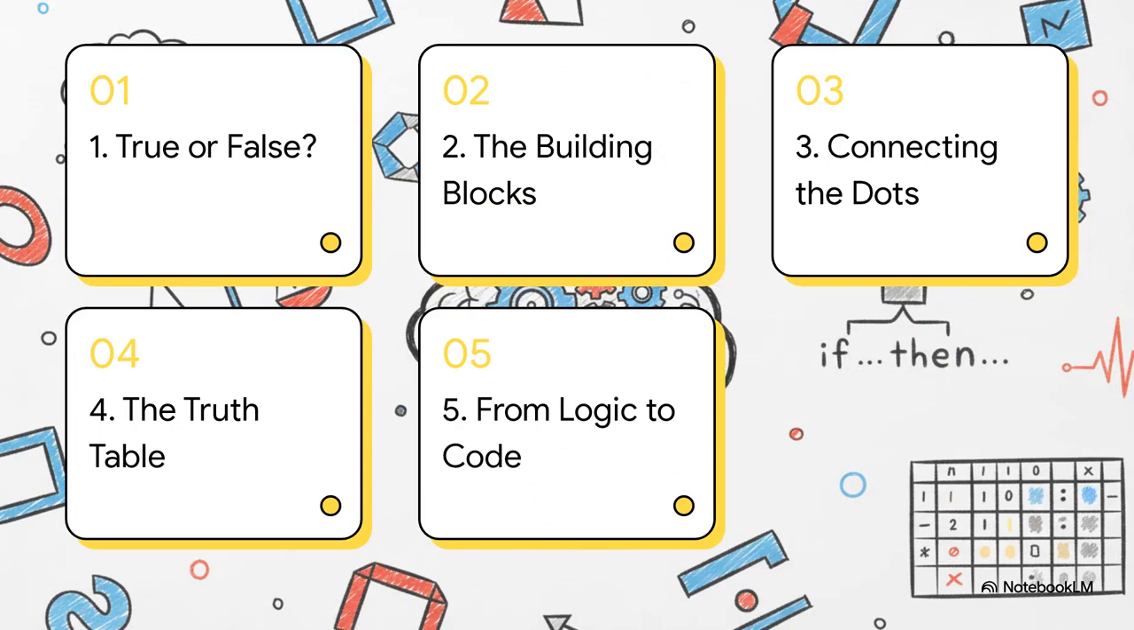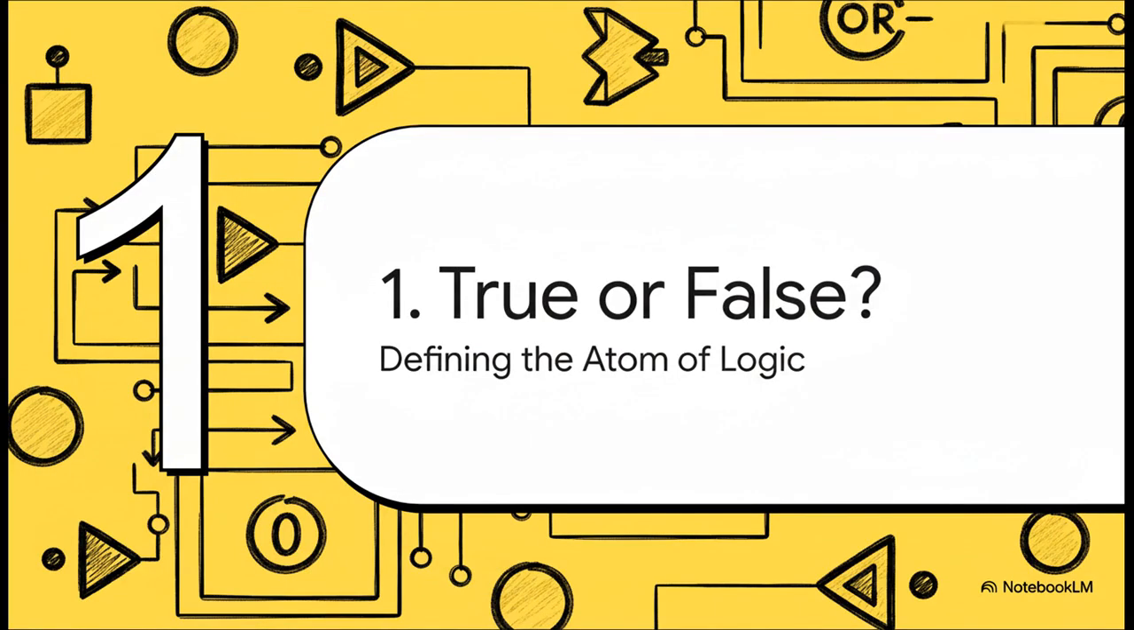So here's our game plan. We're going to start with that core concept, true or false. Then, we'll see how to combine simple ideas using some basic building blocks. We'll connect the dots with the power players: and, or, and not. Then we'll put it all to the test with this awesome tool called the truth table. And finally, we'll see how all of this is exactly how computers think. All right, first up, true or false.